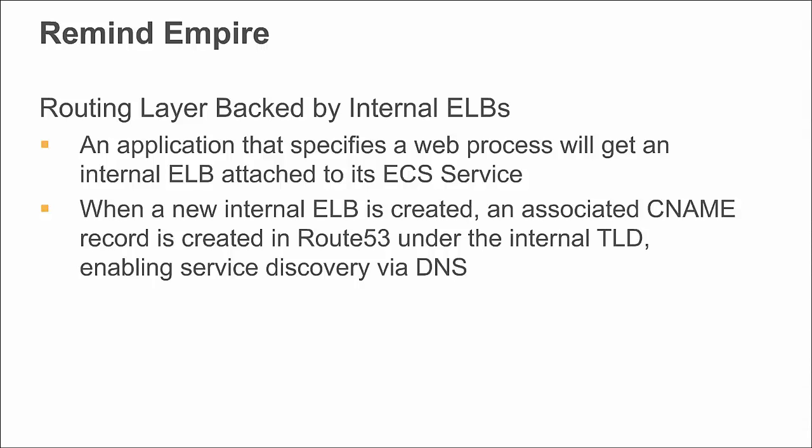When a new internal ELB is created, an associated CNAME record will be created in Route 53 under the internal top-level domain, which means you can use DNS for service discovery. If we deploy an application named feed, then it will be available at http://feed within the ECS cluster. Applications default to only being exposed internally unless you add a custom domain to them. Adding a custom domain will create a new external ELB for the ECS service.